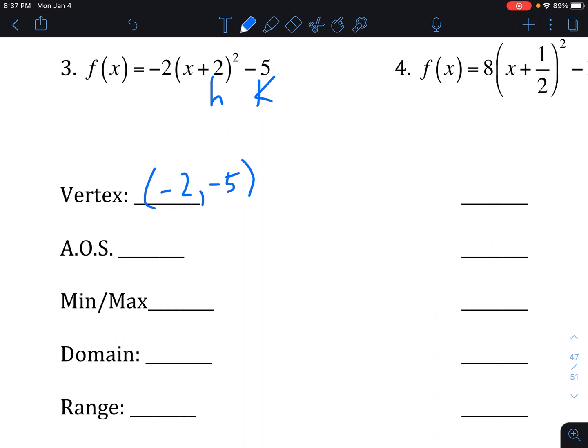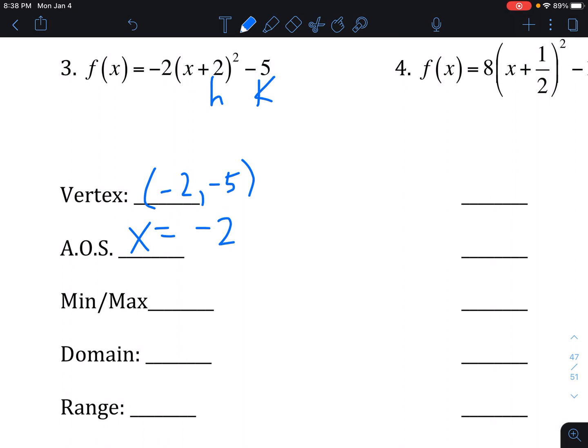The AOS is always x equals a number, and the number is the h. You better put down the x equals on the test or I take off a point. Remember, axis of symmetry is technically an equation to tell somebody that it's a vertical line. The equation, x equals, tells them it's a vertical line.